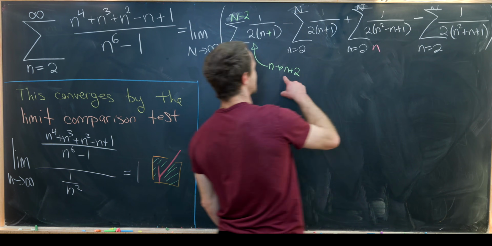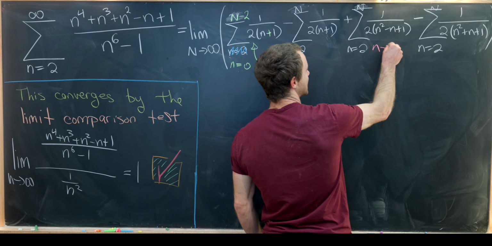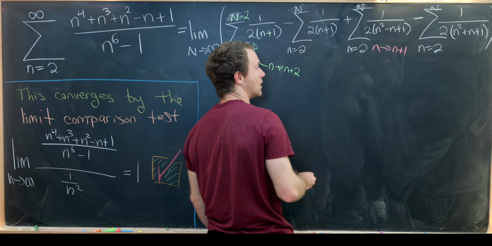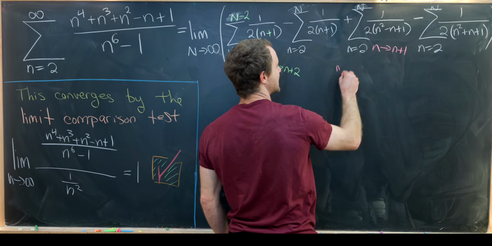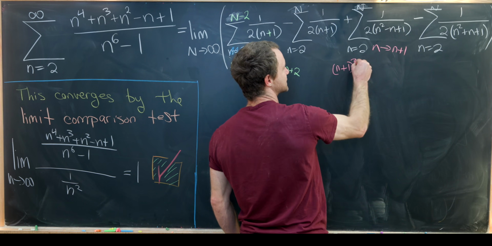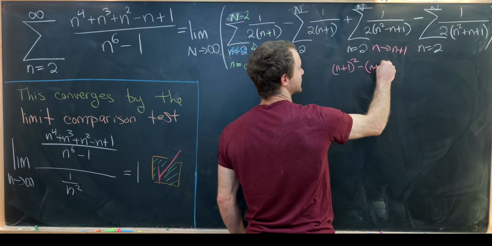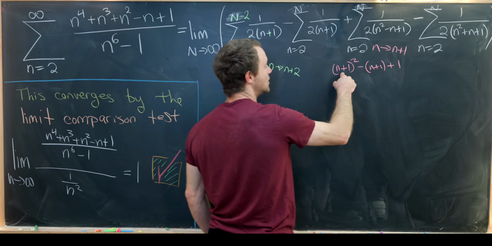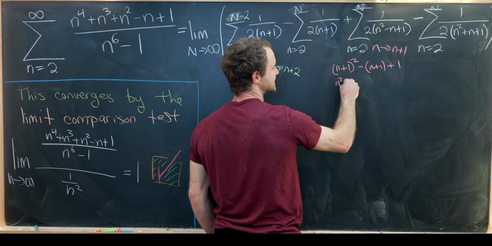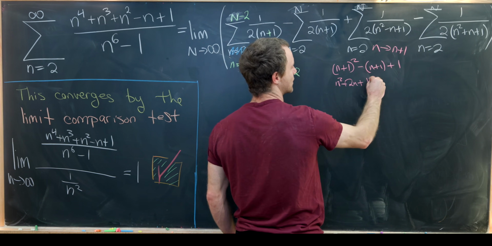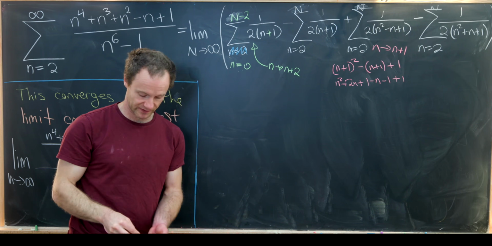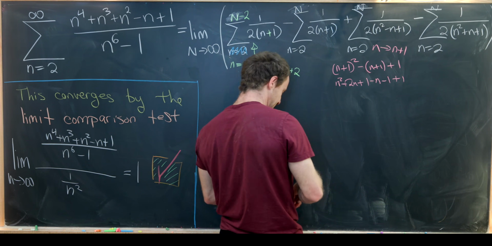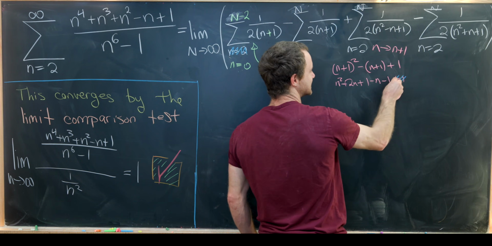So instead of sending n to n plus 2 here, we want to send n to n plus 1. So let's see, if n is sent to n plus 1, then that means n squared becomes (n plus 1) squared. And then we have minus (n plus 1) plus 1. Multiplying this out, you see that we have n squared plus 2n plus 1 minus n minus 1 plus 1 after distributing everything. But notice that everything cancels as it should.